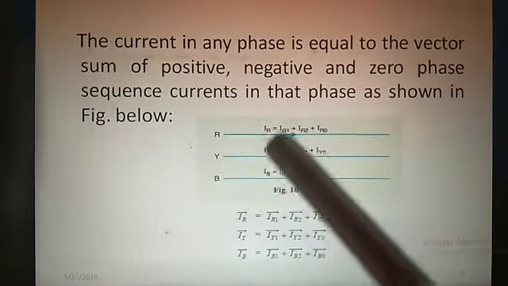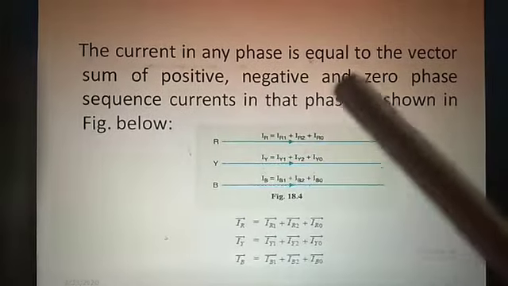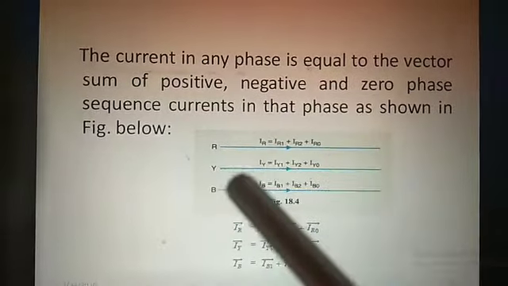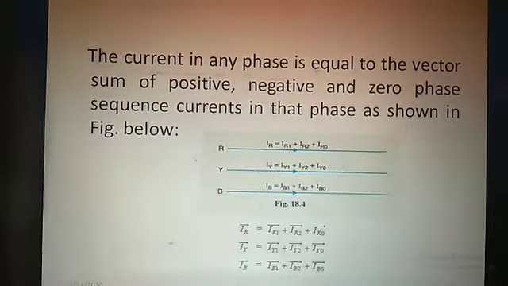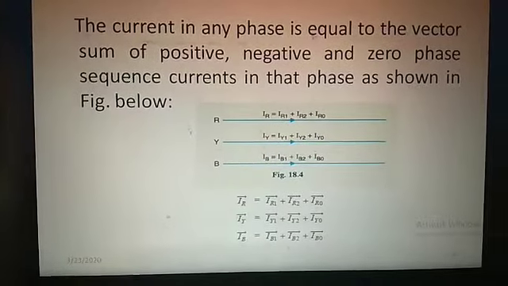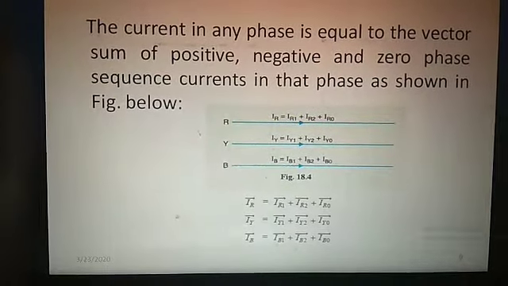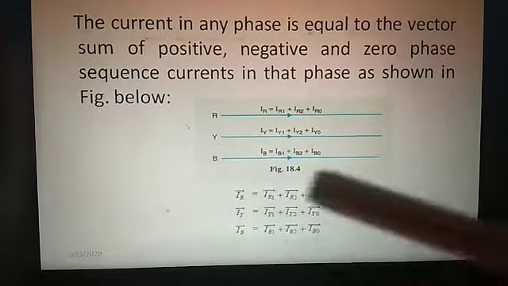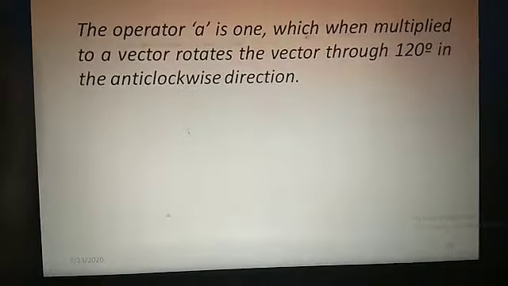So the current in any phase is equal to the vector sum of the positive, negative and zero phase sequence currents. So IR equals IR1 plus IR2 plus IR0. In the same way, IY equals IY1 plus IY2 plus IY0. And for B phase, the concept is same: IB equals the positive phase sequence of B, plus the negative phase sequence of B, plus the zero phase sequence of B. So from this concept, we can write these three equations.